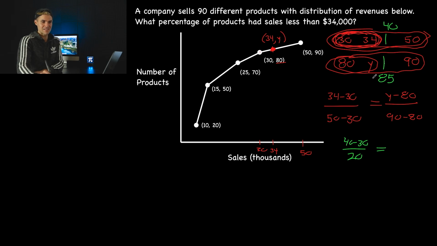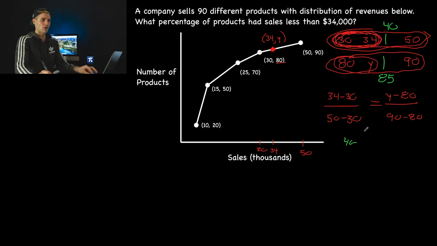That's going to be the same as 85 minus 80 over 90 minus 80 over the entire interval, which is 10, and that's going to be 5 over 10, which is also going to give us a half, right? So basically the proportions are the same.